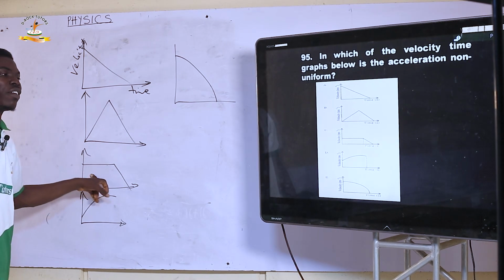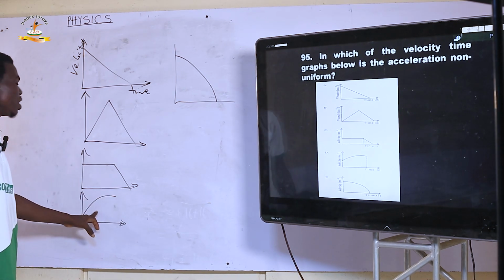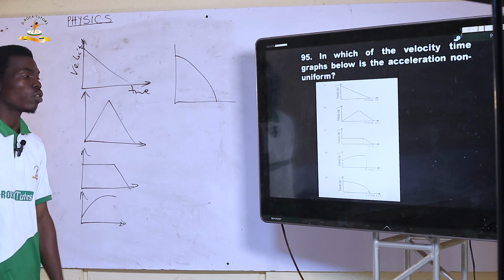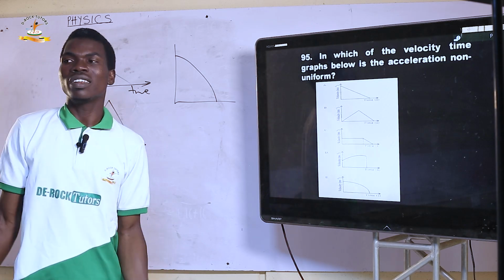The option B is both acceleration and deceleration, so it can never be. Option C is deceleration, it can never be. Option D is an acceleration, but this time around it is not uniform. So the best option or the correct option is Option D.